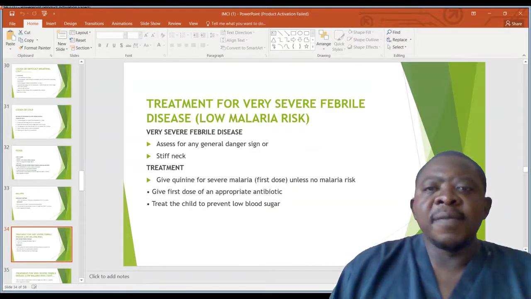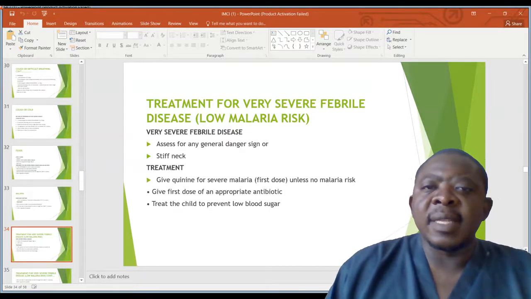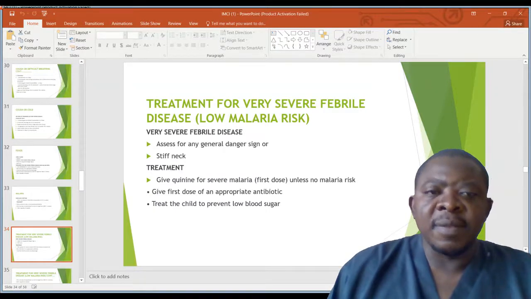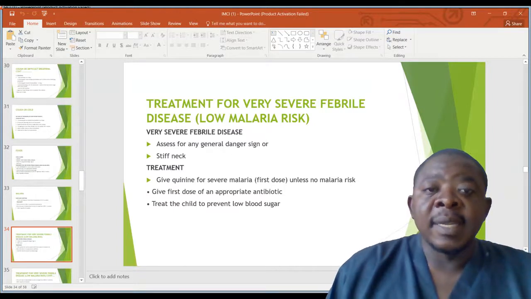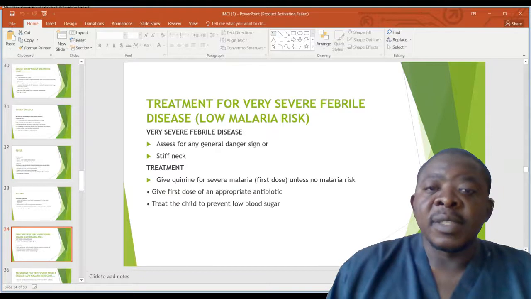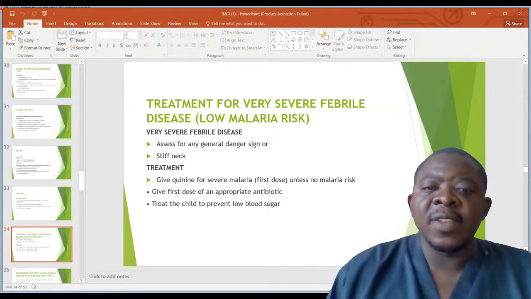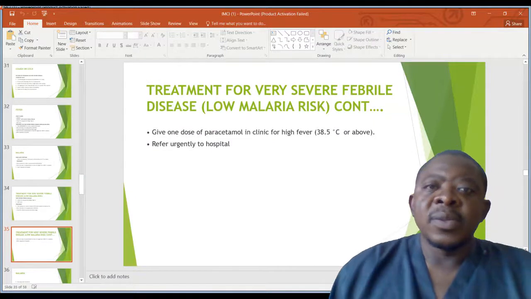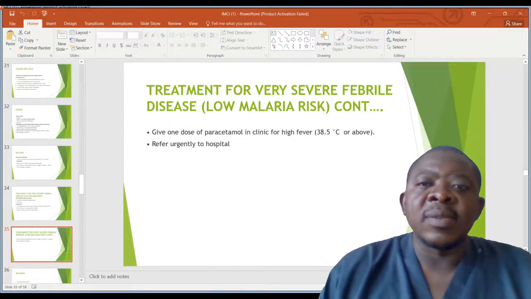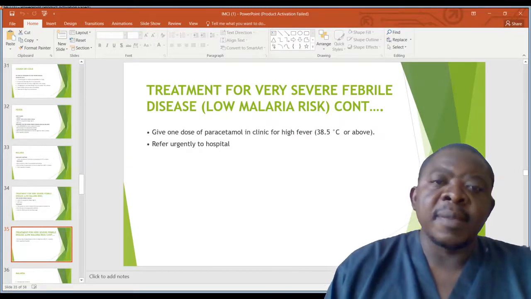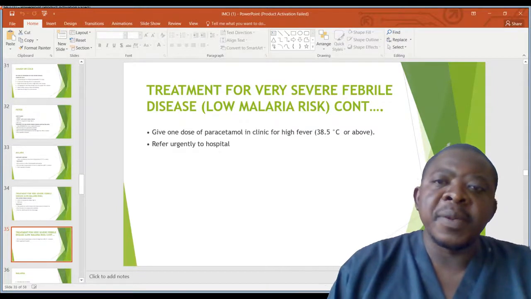Treatment for very severe febrile disease, that is low malaria risk. Here you can assess for any general danger sign or stiff neck. Treatment, give quinine for severe febrile disease. So you give quinine for severe malaria, that is first dose, unless no malaria risk. You can give first dose of an appropriate antibiotic and treat the child to prevent low blood sugar. So now treatment for very severe disease, that is low malaria risk, give one dose of paracetamol at the clinic, and because if it's severe it may affect the brain, you can also give benzylpenicillin.